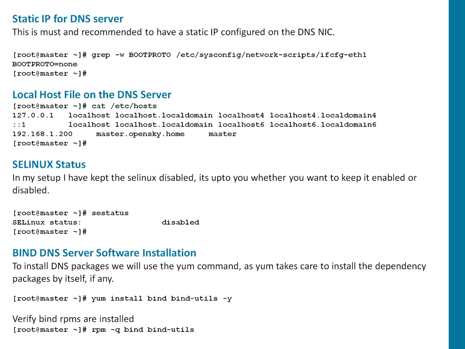The other thing is, in the hosts file on the DNS server itself, we are going to add a record to make sure name resolution works locally. You can see here, this is the IP address of my DNS server, ending with 200, as I mentioned before. This is the FQDN: master is the server name, opensky.home is going to be my domain name, and this is the alias, master. I'm keeping SELinux disabled, but that's up to you. If you want to keep it enabled, there is no harm. And I have already listed steps to configure SELinux on files once we finish with our configuration. But again, in my lab setup, I'm keeping it disabled.